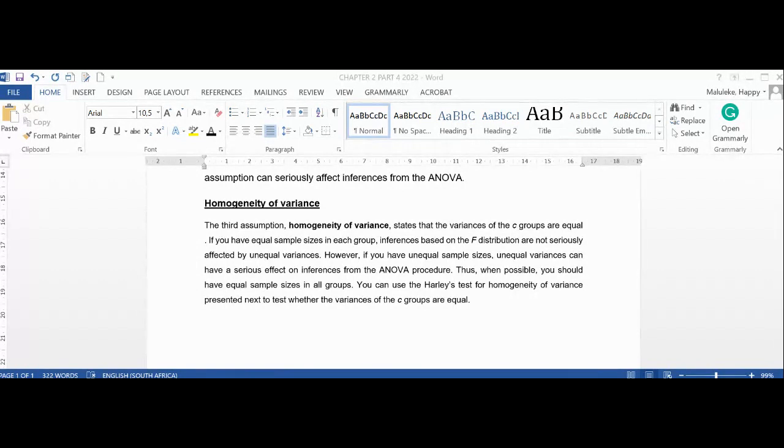So this is the test that we'll be focusing on for now, the third test, which is homogeneity of variance. This is the simplest test to perform, guys. So your null hypothesis will say, let me close this.